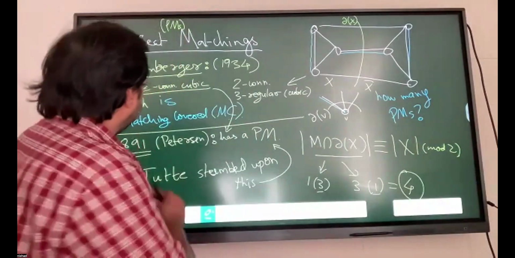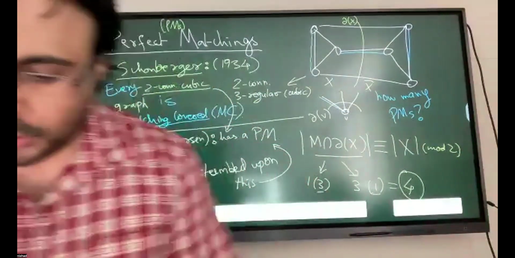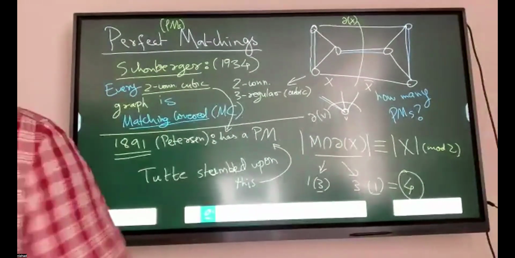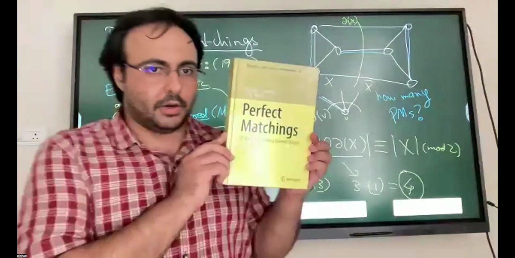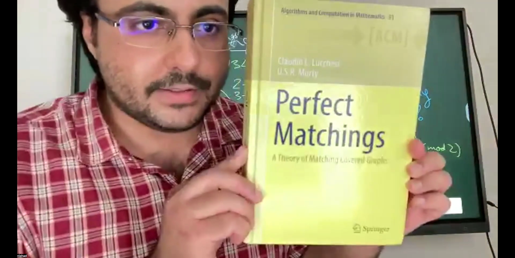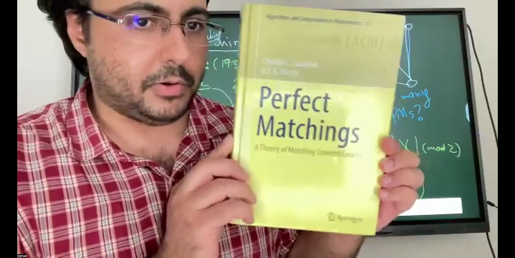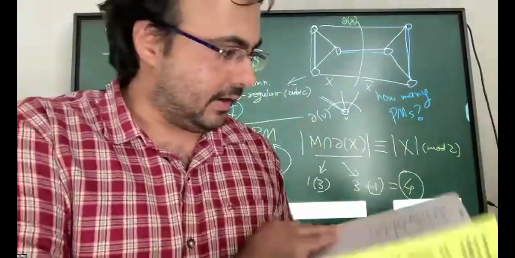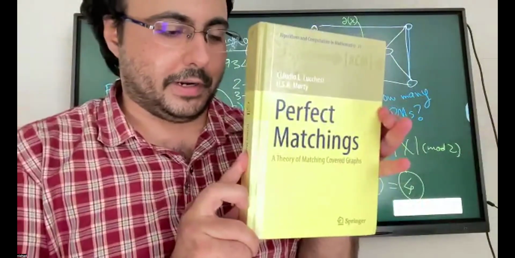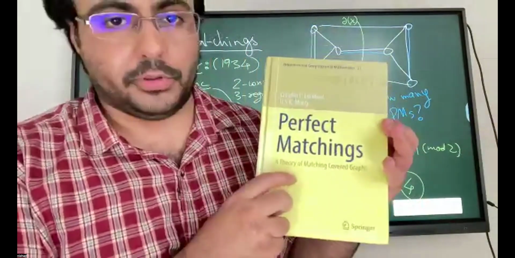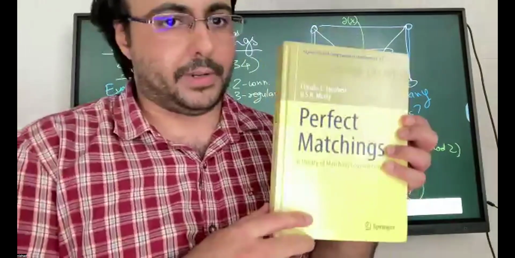And there is a lot of theory on matching covered graphs. Let me just convince you by showing you a textbook that was published in 2024. This book is called Perfect Matchings, a Theory of Matching Covered Graphs. It's around some 550 pages of a book on just matching covered graphs by Lucchesi and Murthy. Murthy from Bondi and Murthy, and Claudio Lucchesi from Brazil.